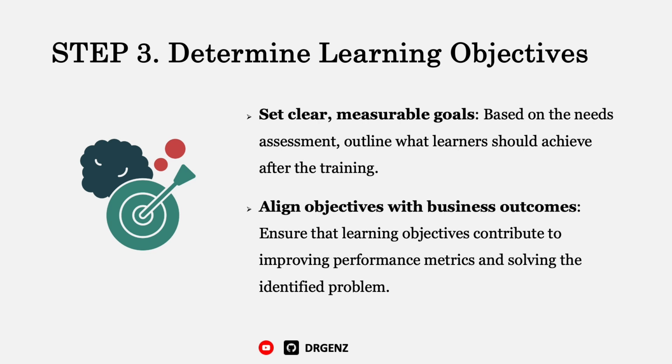When we talk about clarity, we mean easily understood by all stakeholders. It should be measurable. When we talk about being measurable, there should be a way to quantify success, such as an increase in productivity or a reduction in error rate. Secondly, we align objectives with business outcomes. Learning objectives should be directly tied to broader business goals. For example, if the problem identified is low customer satisfaction, training objectives might include enhancing communication skills or improving service efficiency. This will ensure that training has a tangible impact on performance metrics.